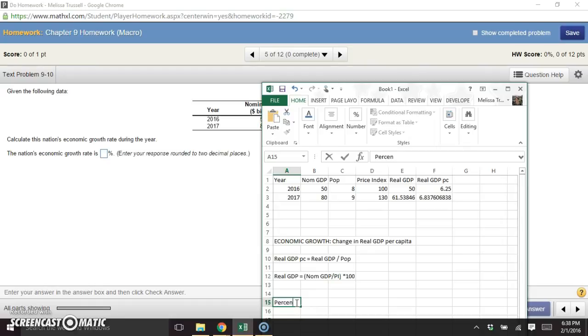So percent change, and this is just a general formula that will always be the formula for percent change regardless of what you're talking about. In this case, we're talking about percent change of real GDP per capita. You could be talking about percent change in price, or percent change in electricity usage per month, or really anything.